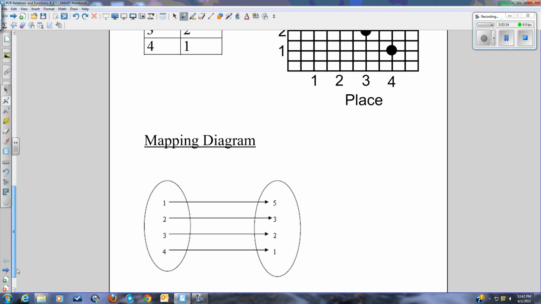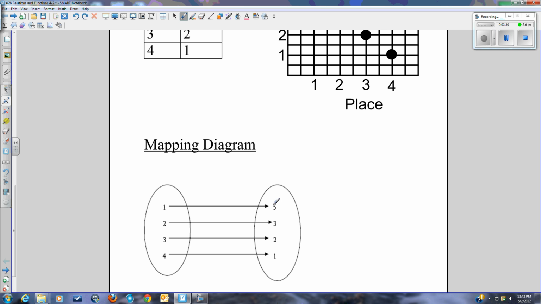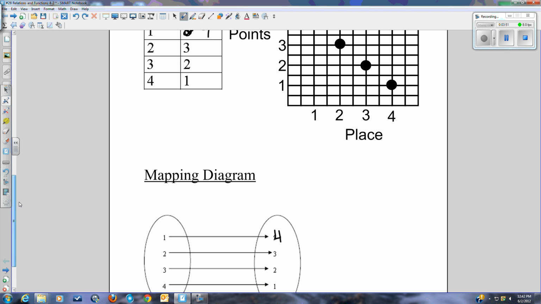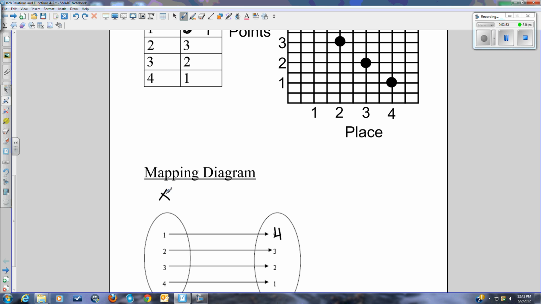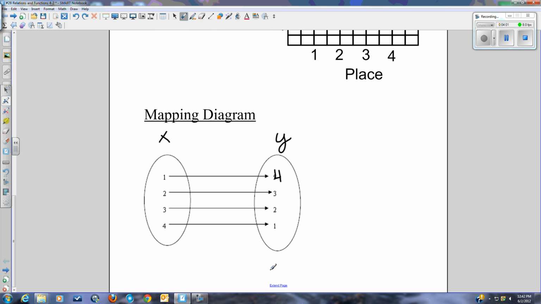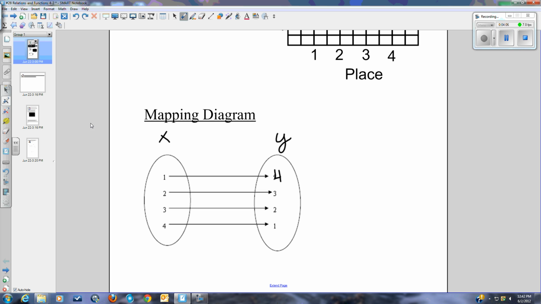The other thing we can do, and again this should be a 4, is look at a mapping diagram. First place has 4 points, second 3 points, third place 2, fourth place 1. You can see how one coordinate, the place value, in this case your x, is connected to the y. So one variable is connected to the other in a mapping diagram. These all represent relations. Let's move on to the next page.